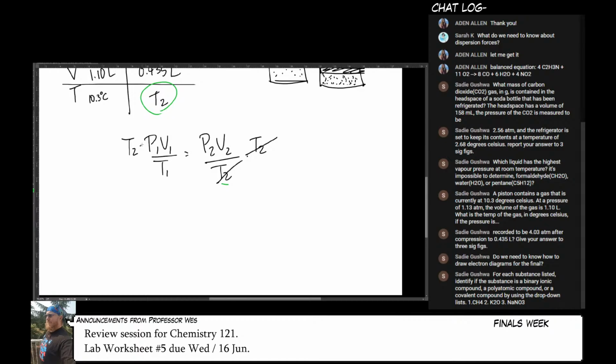And then I need to isolate T2. So I can multiply both sides by T1 and divide both sides by P1V1. So you should get something that looks like this, right? Because I multiply both sides to get this up there, and then I divide both sides to get this down there.